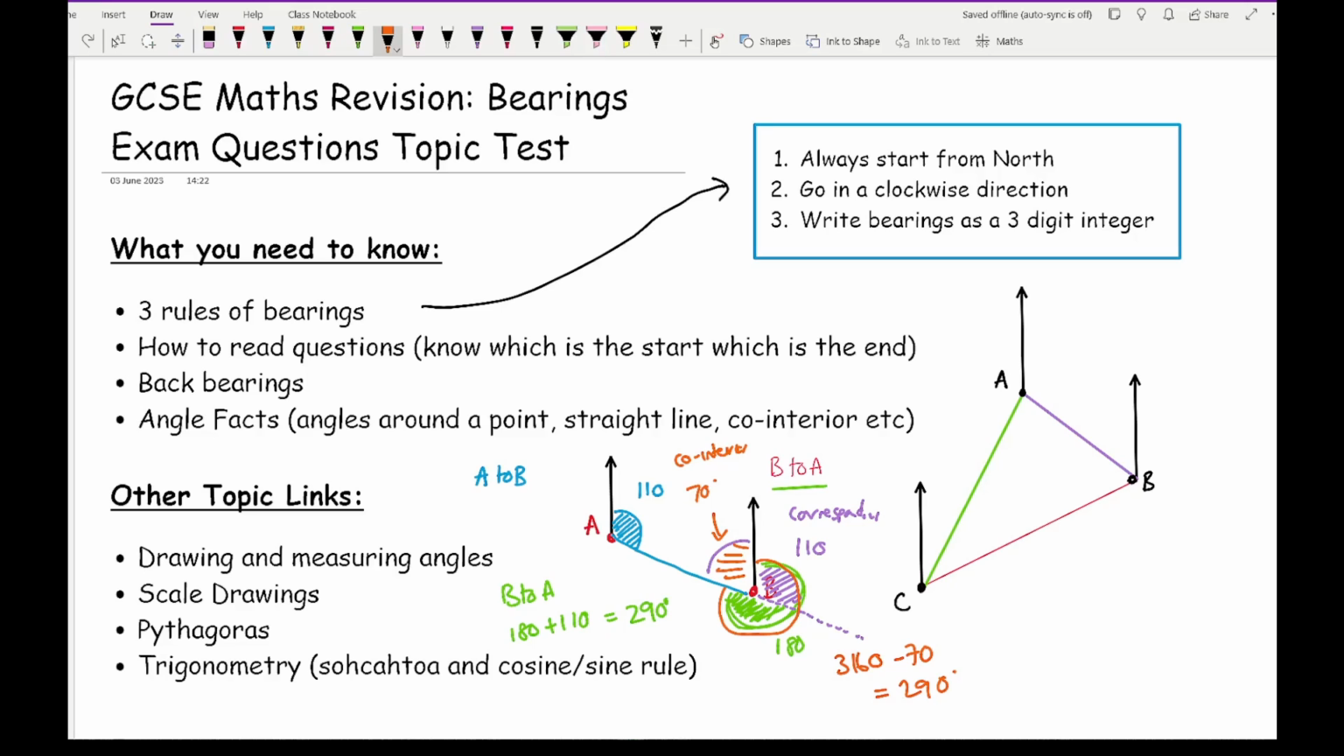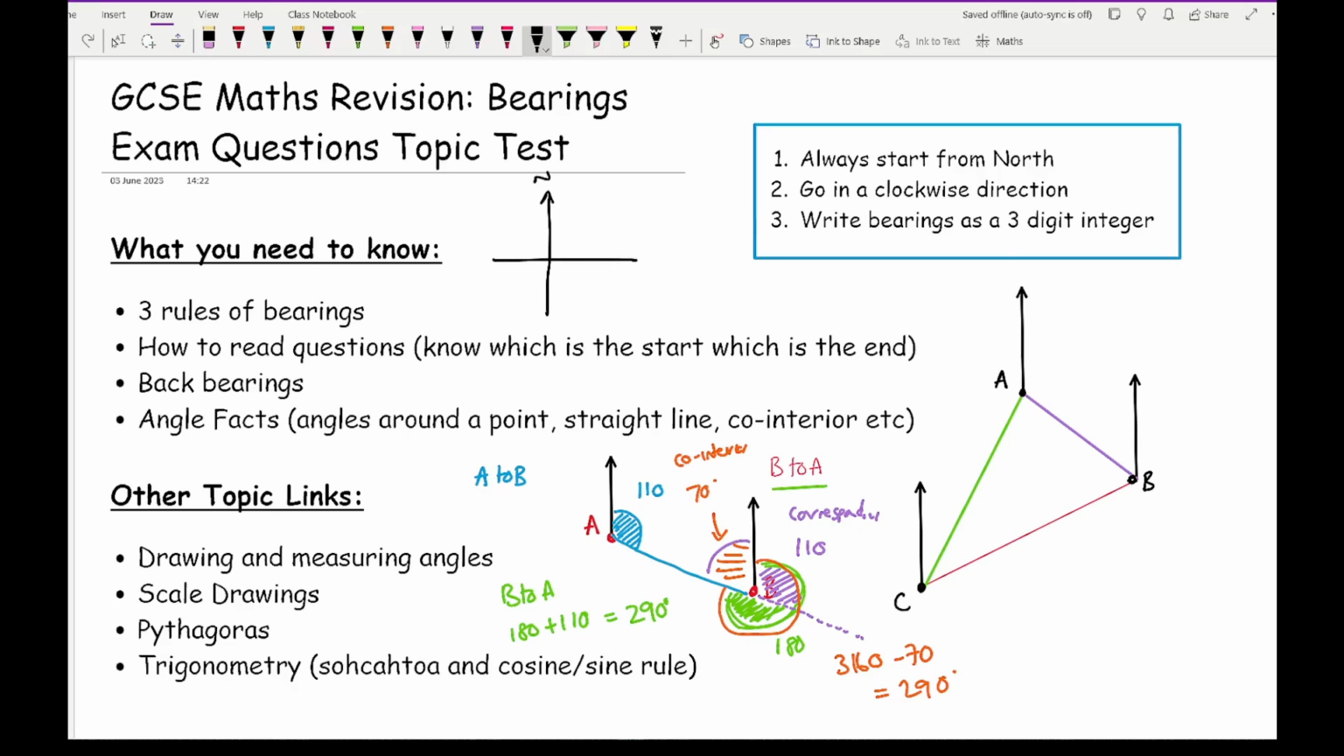But typical topics that it's linked to are Pythagoras and trigonometry, more so trigonometry because it involves angles and lengths. Now, one thing that is missing on this particular section in terms of bearings is compass points. It's really important you do know your compass points. So if I just create a little bit of space here and draw a set of compass points.